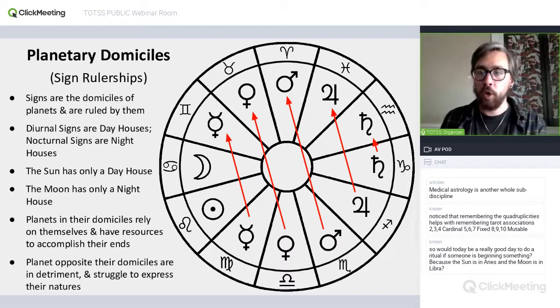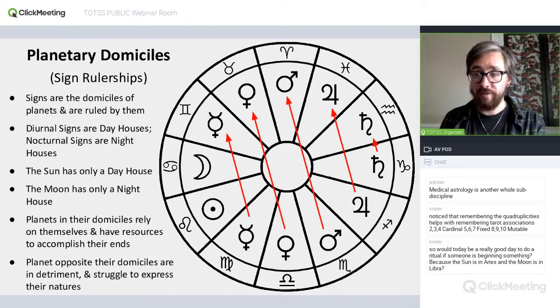Now again, the sun and moon only rule one sign each. So the sun essentially only has a day house, right? Which makes sense because the sun is identified with the day, and the moon only has a night house of Cancer because the moon is identified with the night. But the other five planets each have one diurnal sign and one nocturnal sign. So they each have a day house and a night house.